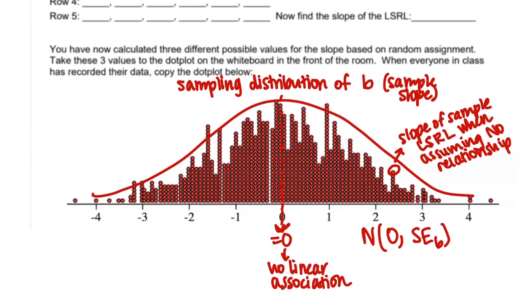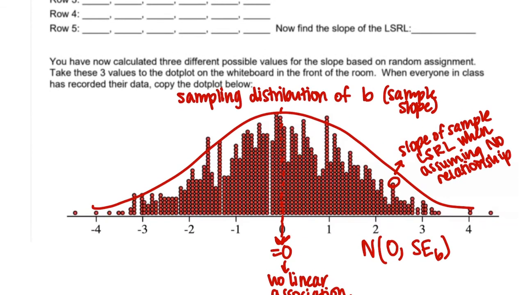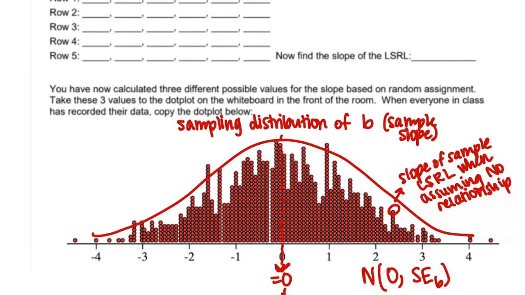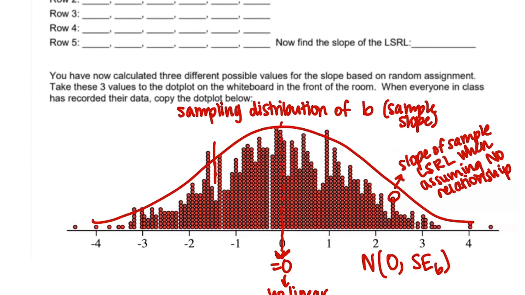Now, what we were asking was, is there evidence that seat location affects your exam score? And so remember, we want to look at our result, which was negative 1.517. So here's about negative 1.517, and I already did this. I counted up all these dots because remember, I have all the time in the world. And so I want to see, what proportion of the dots are at negative 1.517 or more extreme than negative 1.517, so lower. And so I got about 156 out of the 1,000 dots, which is 0.156.